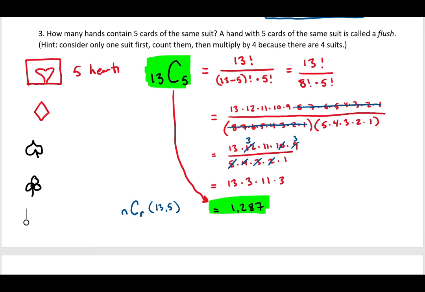All right, so what is 1,287? Well, that's just what we figured out was only for 5 cards containing all hearts. So there's 1,287 hands with 5 hearts, which means there's 1,287 hands with 5 diamonds, 1,287 hands with 5 spades, and 1,287 hands with 5 clubs.